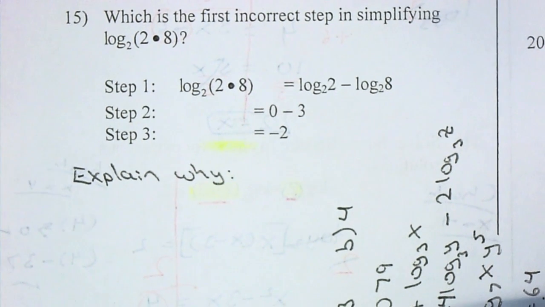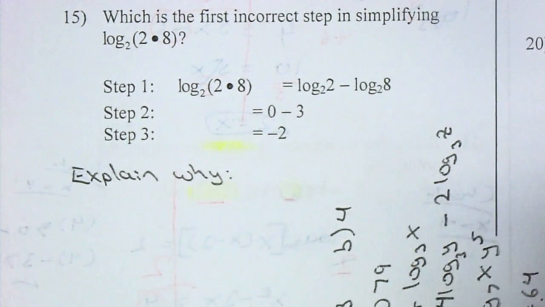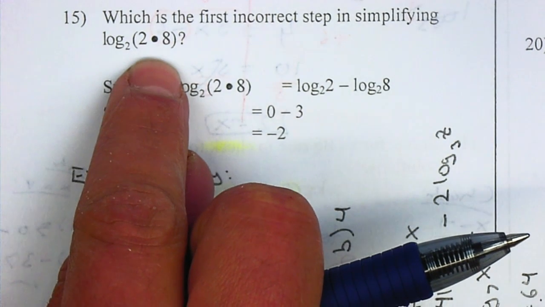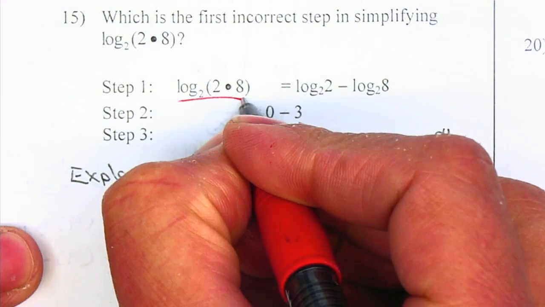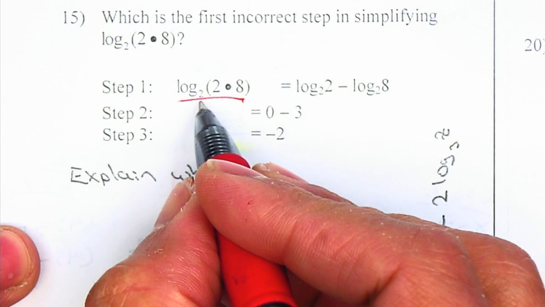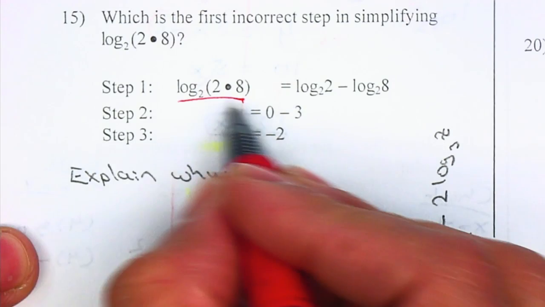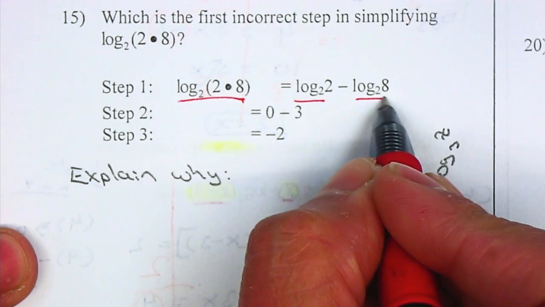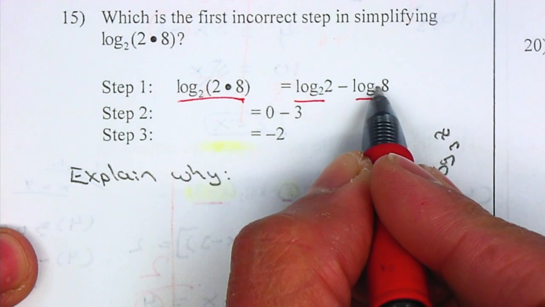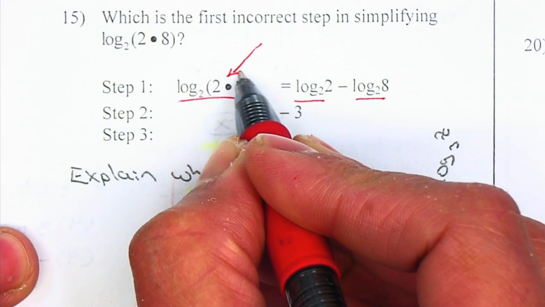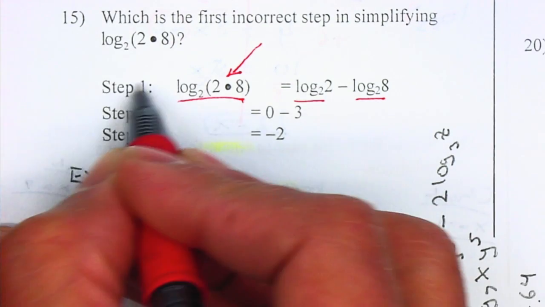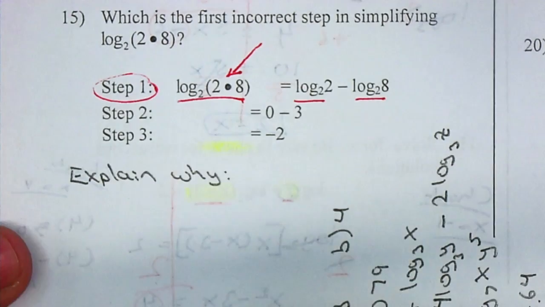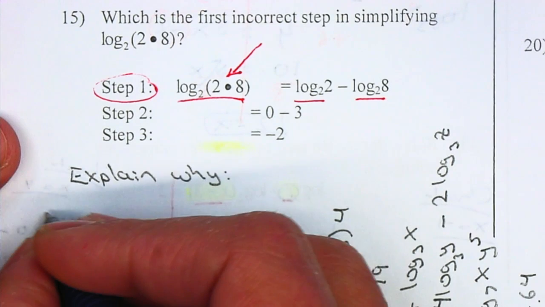Problem number 15. Which is the first incorrect step in simplifying log base 2 of 2 times 8? Let's see. First step, you have to think, okay, what did they do from this step to this step? So they expanded, they placed one with a 2, the other one with an 8. Now, there's a multiplication, so that should be an addition. Make sure you write an explanation.